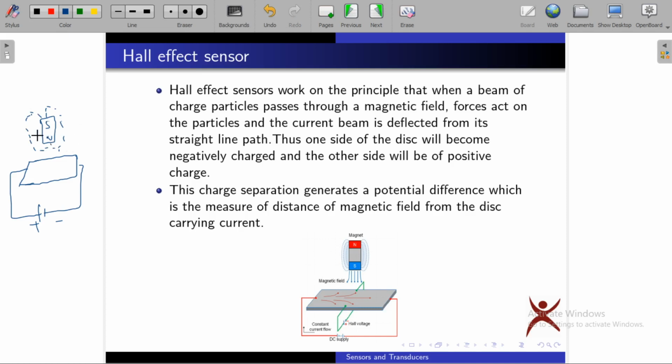Let me place a magnet upon this disk. Because of this magnetic field, magnetic lines of force act on the charged particles, and these charged particles will get deflected from their straight line. These charged particles will get deviated from their straight line.